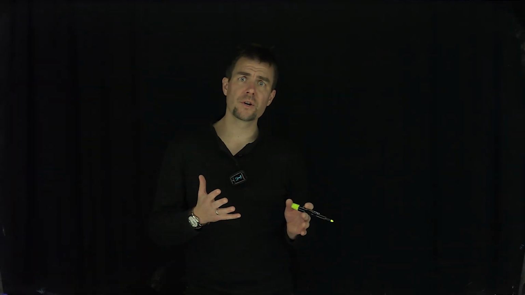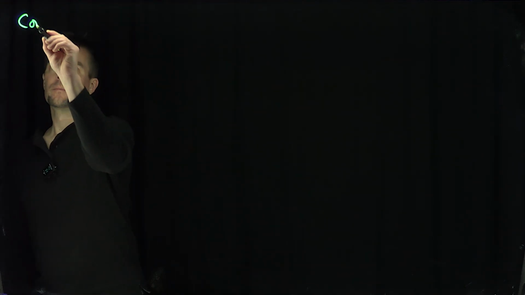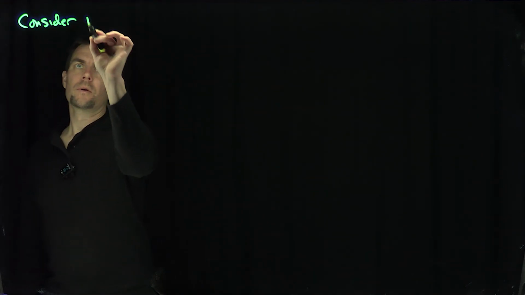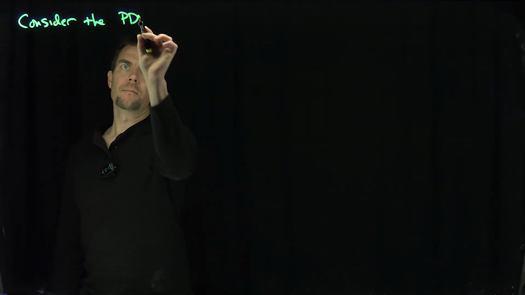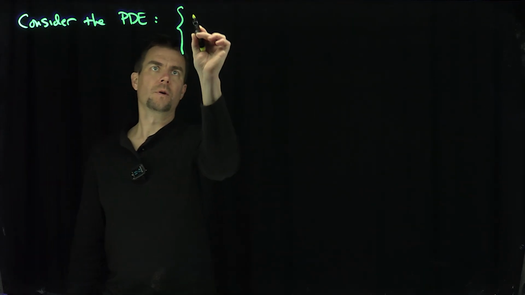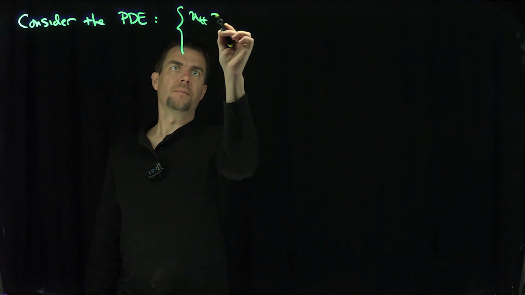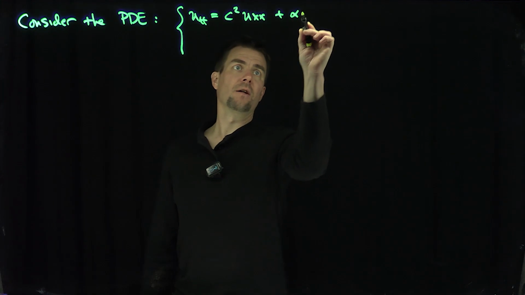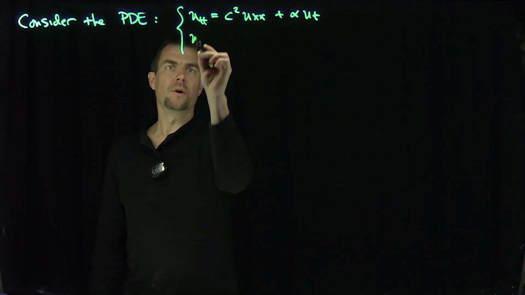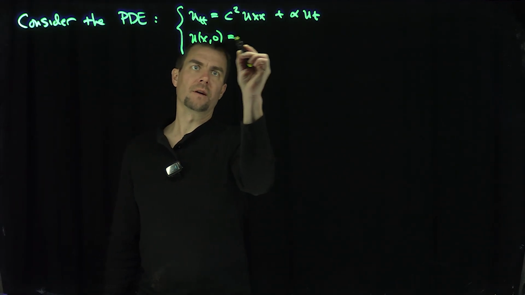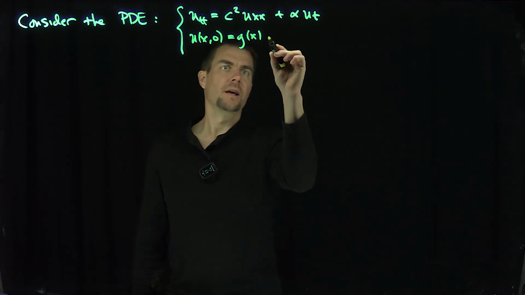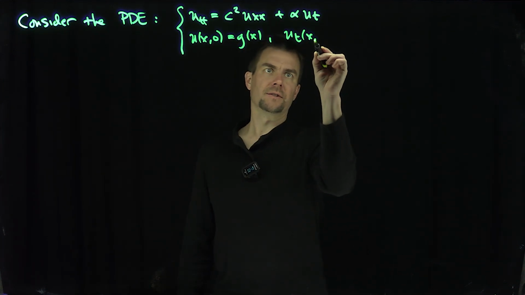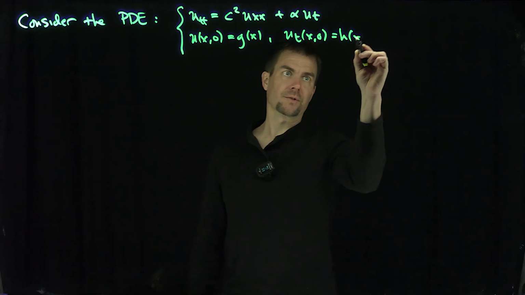Hello students, in this video we'll prove existence and uniqueness of the wave equation with dissipation. Let's consider the PDE, u_tt is equal to c squared u_xx plus alpha u_t, with u(x,0) being a function g of x and u_t(x,0) being a function h of x.